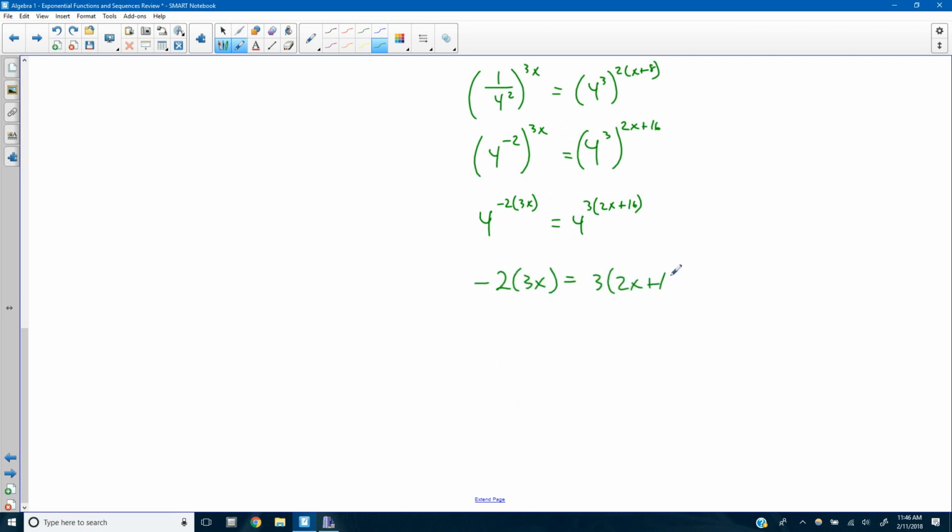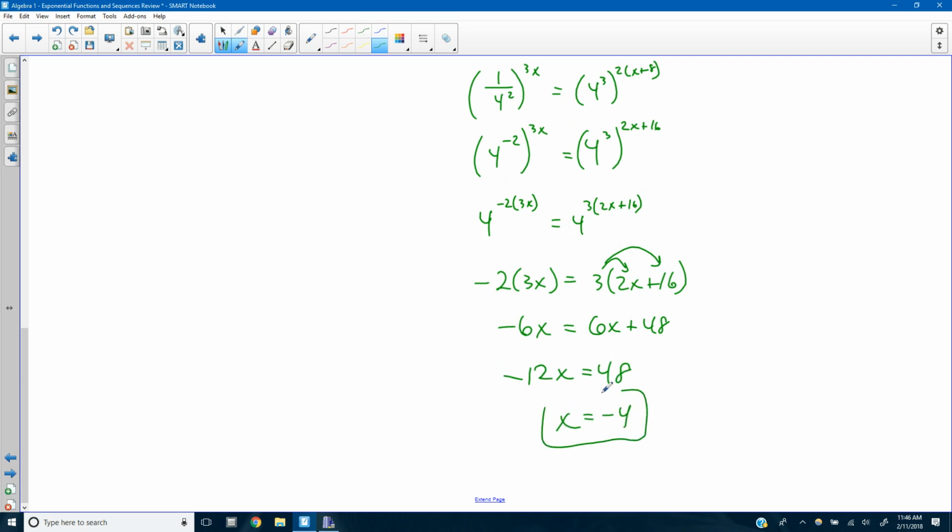And see, the problem's not much better, but the numbers are a little bit smaller here. Negative 6x equals distribute, 6x plus 48. Subtract 6x from both sides. Negative 12x equals 48. Divide by negative 12, you get x equals negative 4.